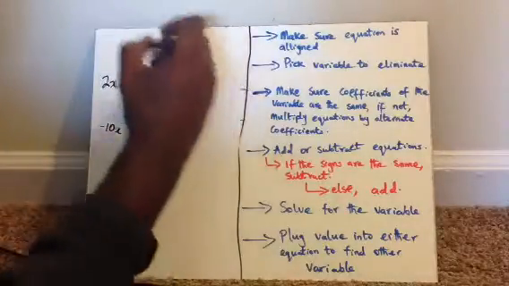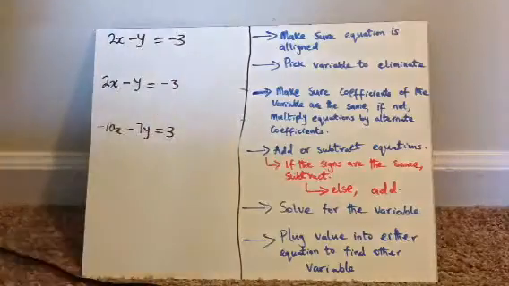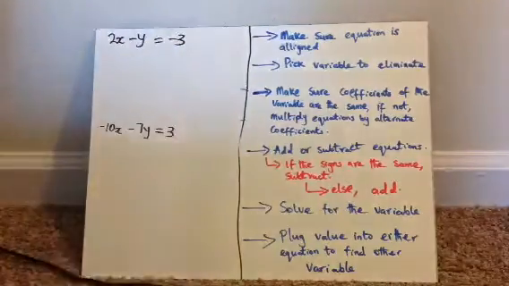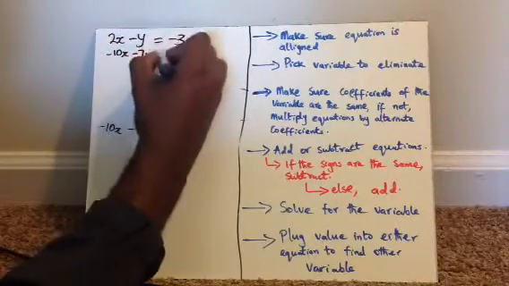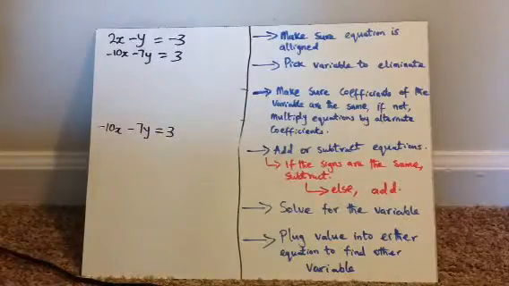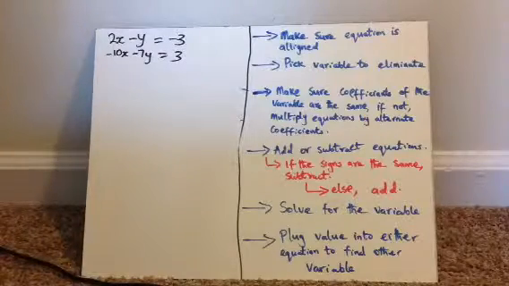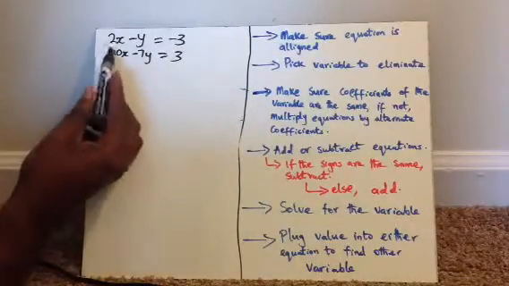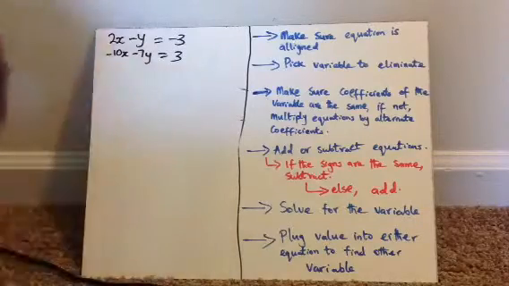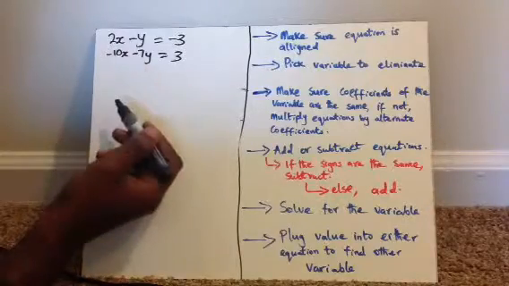So we have 2x minus y equals minus 3. And then we have minus 10x minus 7y equals 3. As you can see, it's aligned properly. So the next step, pick variable to eliminate. Now we have the option to pick either x or y to eliminate. Since the last time we eliminated x, this time let's choose to eliminate the y.